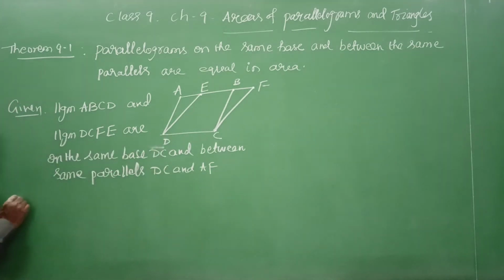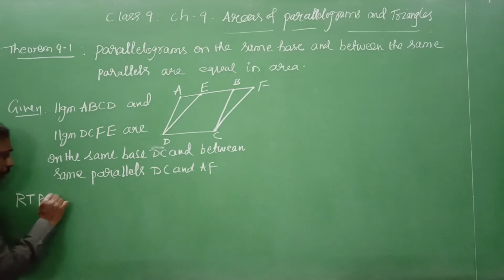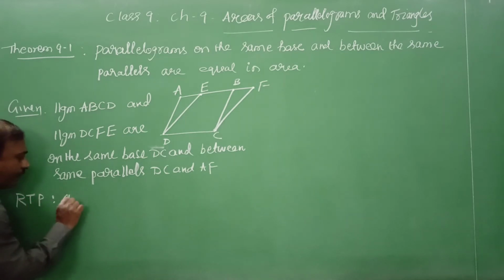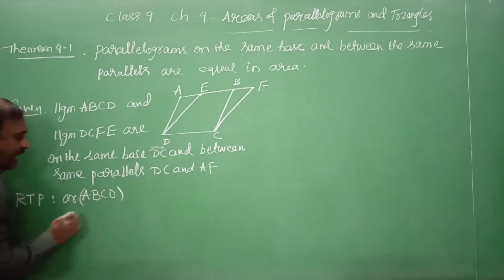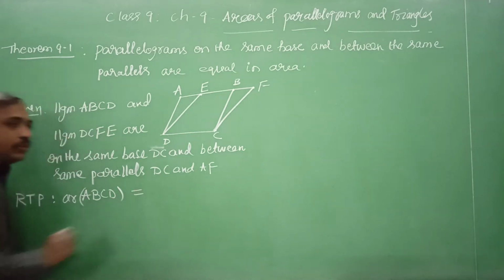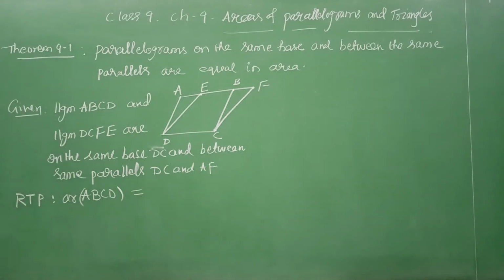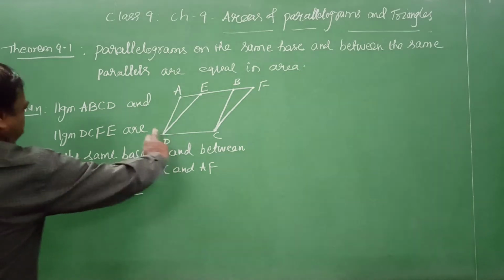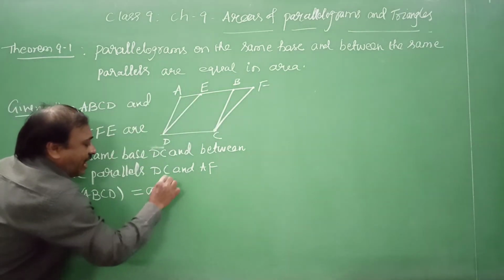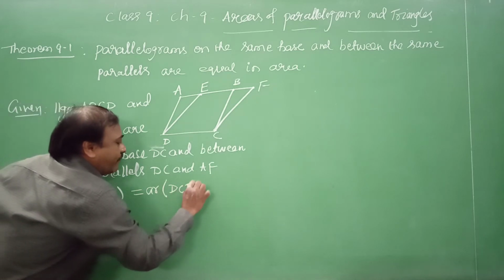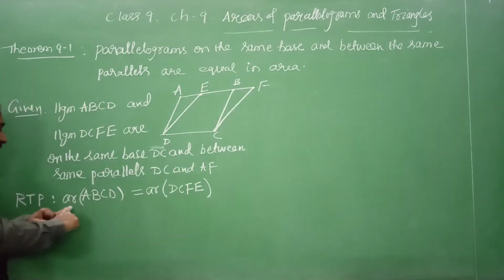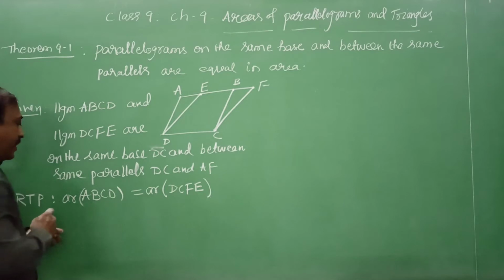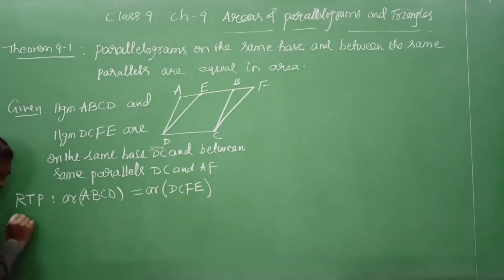Now we have to prove that. Required to prove. What do we have to prove? Required to prove: area of parallelogram ABCD is equal to area of parallelogram DCFE. Clear? AR means area. So for that, what are we doing? Proof. Observe the proof carefully.